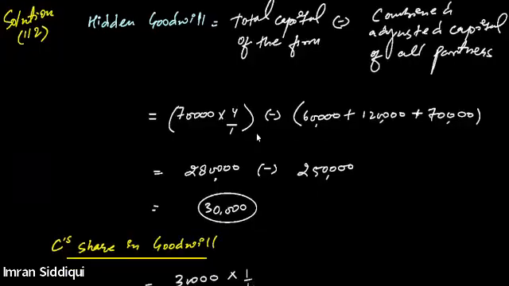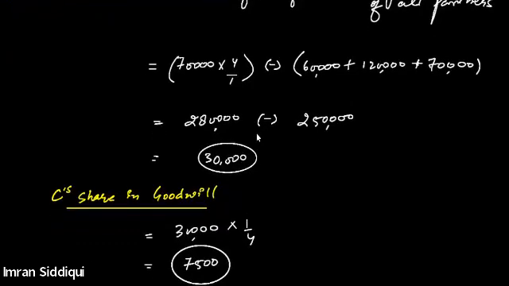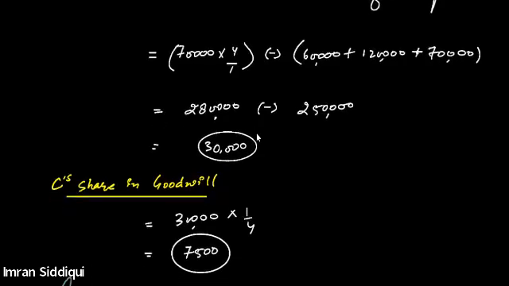Now we need to find out C's share in the total goodwill. So C's share will be 30,000 into 1/4. Why 1/4? Since C is entering for 1/4 share in the profit. So 30,000 into 1/4, we will get 7,500.